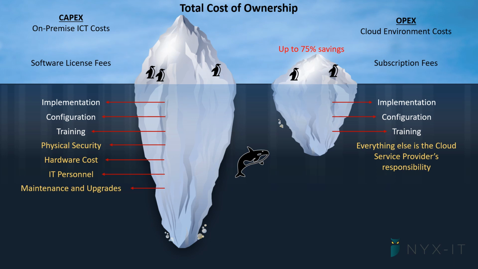Now, when you look at the costs of operational expenditure, the first obvious one would be your subscription fees. Next, you would look at the same costs of implementation, configuration, and training, but all the other costs of things like hiring security personnel, the hardware cost, hiring of IT personnel, maintenance and upgrades are covered by the cloud service provider. Everything else becomes the cloud service provider's responsibility. When OpEx is implemented correctly, this could lead to up to 75% savings of the total cost of your computing power for your business.